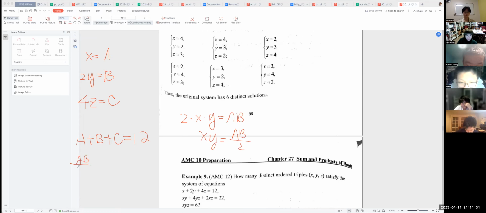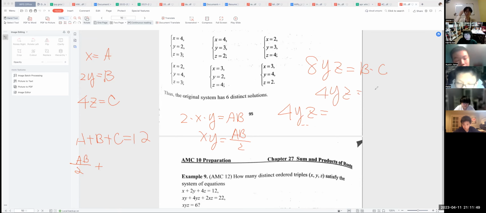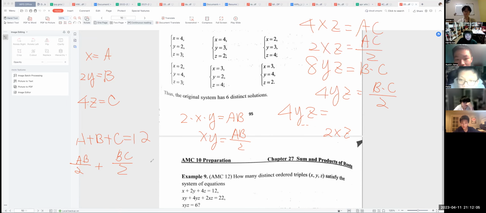So ab over 2 plus 4yz, where 8yz equals b times c, right? I don't want ayz, I want 4yz, so 4yz equals b times c over 2. Correct? Okay, so for 2xz, we only have 4xz equals a times c. Now 2xz equals what? It equals ac divided by 2. So plus ac divided by 2 equals 22.